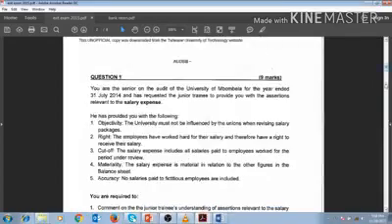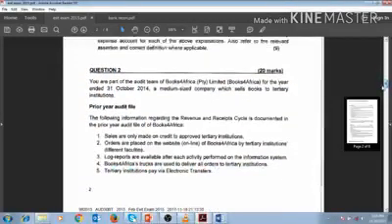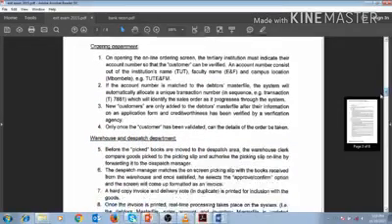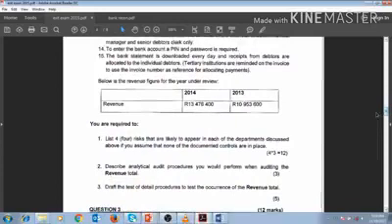let me start. We're going to do question 2. Before I read question 2, let me just read the requirements first. They say list 4 risks that are likely to appear in each of the departments discussed above if you assume that none of the document controls are in place. Number 2, describe analytical procedures you would perform when auditing revenue total. Number 3, draft the test of detailed procedures to test the occurrence of revenue total.